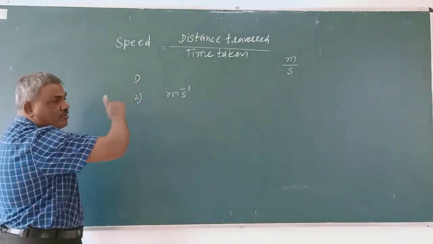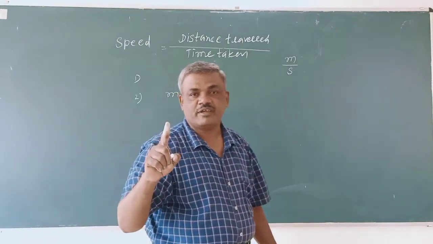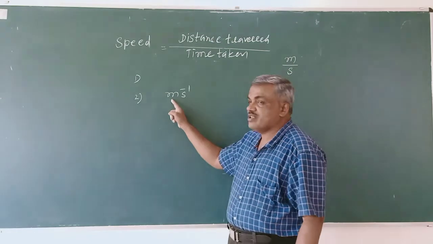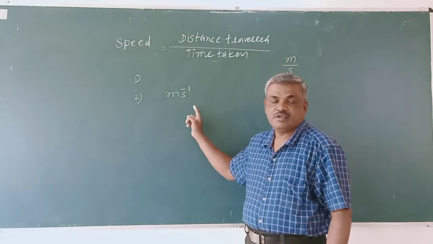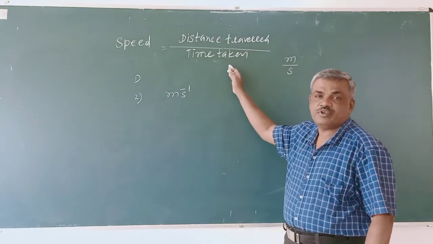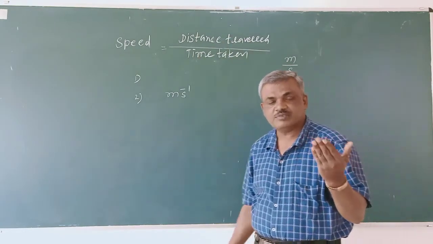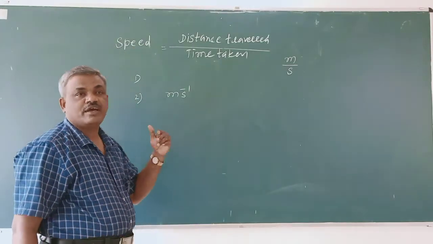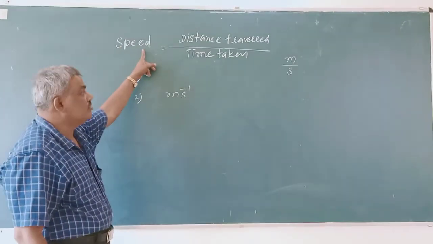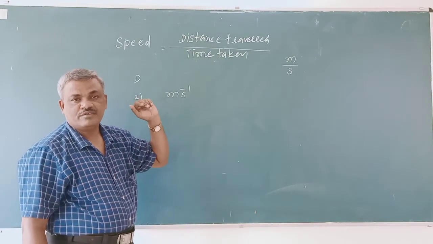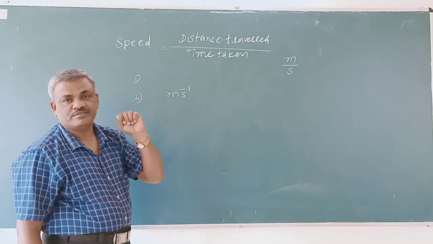So now, speed equals distance traveled by time taken. Speed is a scalar quantity. The SI unit of speed is meter per second. Speed is measured by distance traveled per unit time. Average speed is the total distance traveled by total time taken. So this is the average speed.